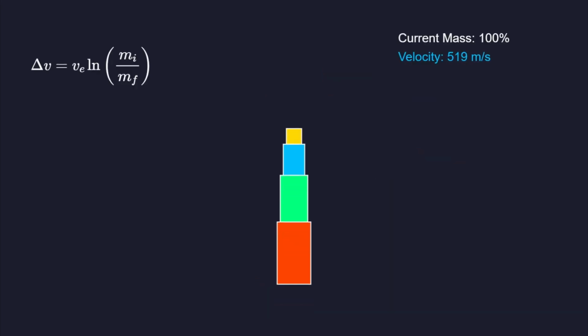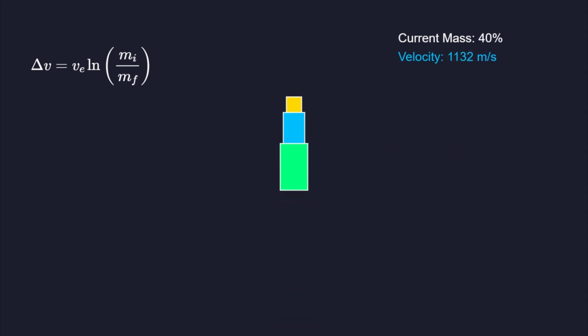Staging bypasses the logarithmic limit by discarding empty tanks. By dropping dead weight, the rocket effectively resets its dry mass mid-flight. This allows the remaining fuel to accelerate a much smaller total mass, significantly increasing the total achievable delta V for the mission. To reach orbit, a vehicle needs approximately 9,700 meters per second of delta V.